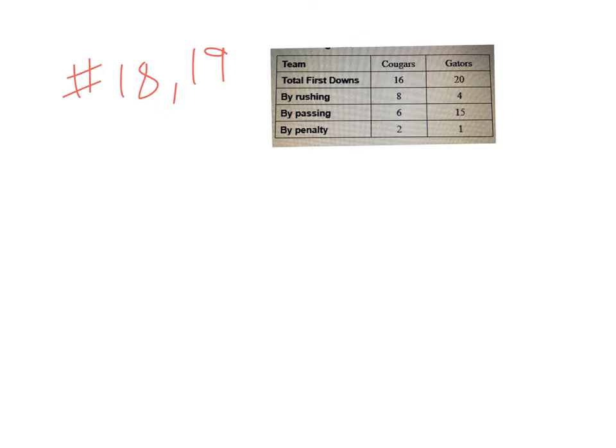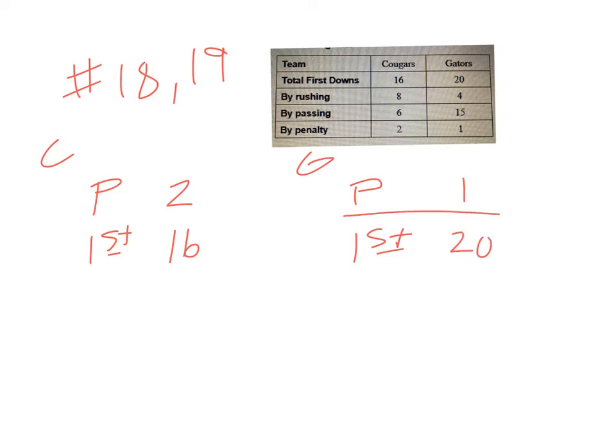The comparison that they're asking you to make is which one has a smaller percentage of first downs by penalty. What I would do is take and do a ratio table. So maybe make penalties and first downs and do a comparison with both teams. We'll call this one Cougars, we'll call this one Gators. So we know that their penalty is 2 out of 16 first downs, and this one is 1 out of 20 first downs.